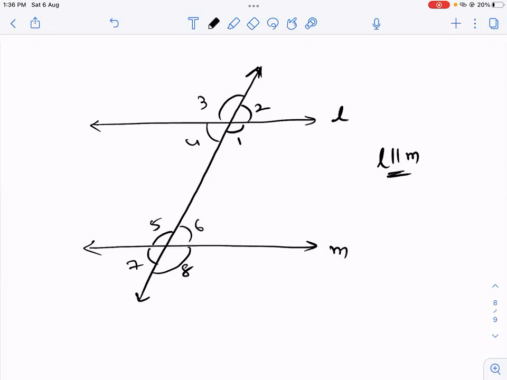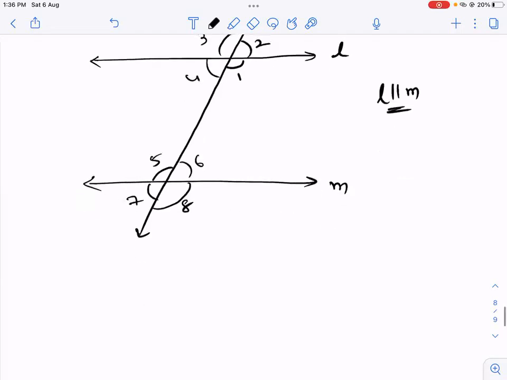Now what about the angles between different lines? Suppose I take angle 2 and angle 6, what can I tell about them? They are corresponding angles. So basically, what are corresponding angles?